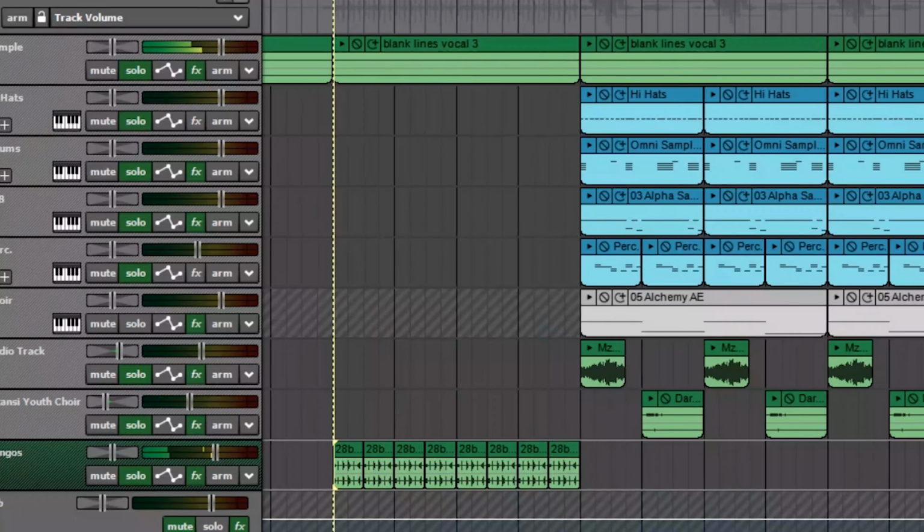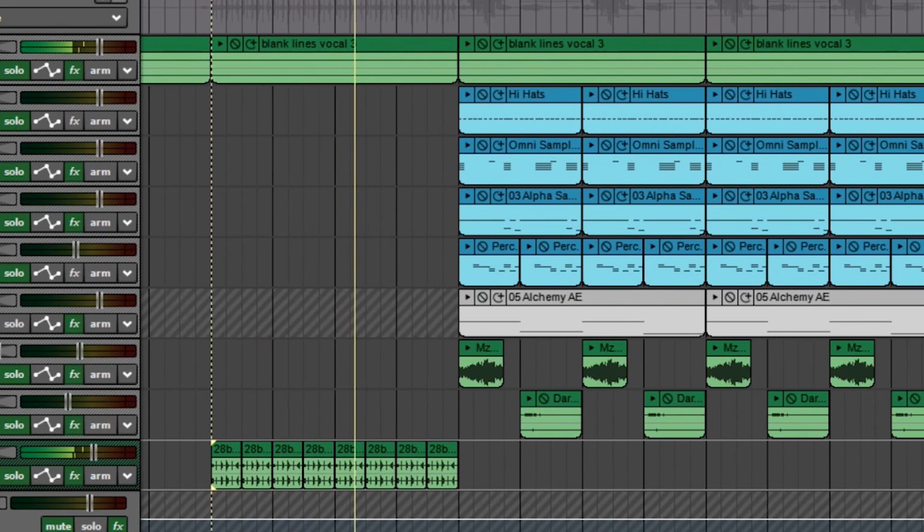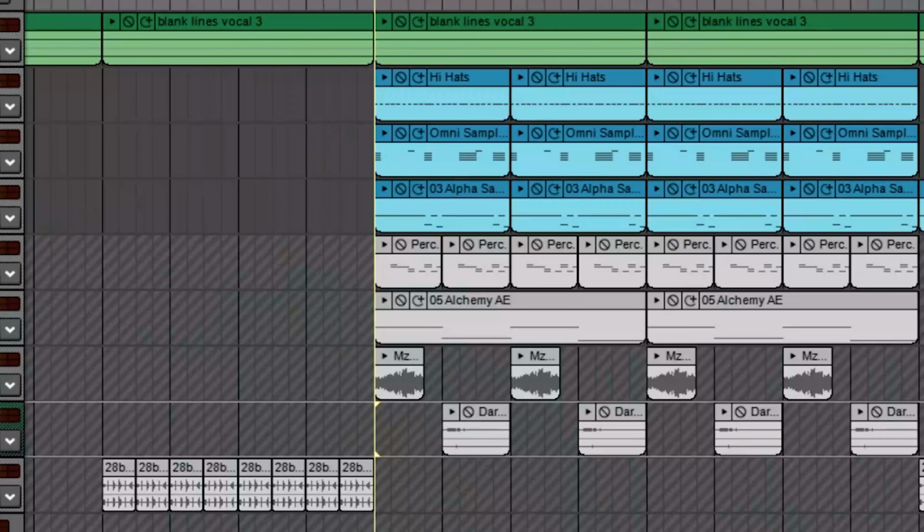Alright, percussion. For the percussion, I found this bongo sample and I sped it up to match the tempo. For the 808, I distorted it with the Decapitator and gave it this pattern.